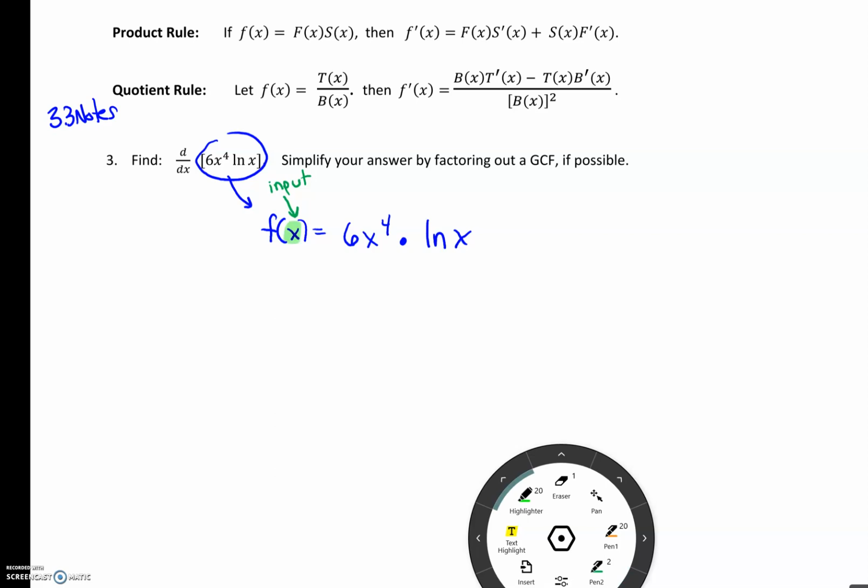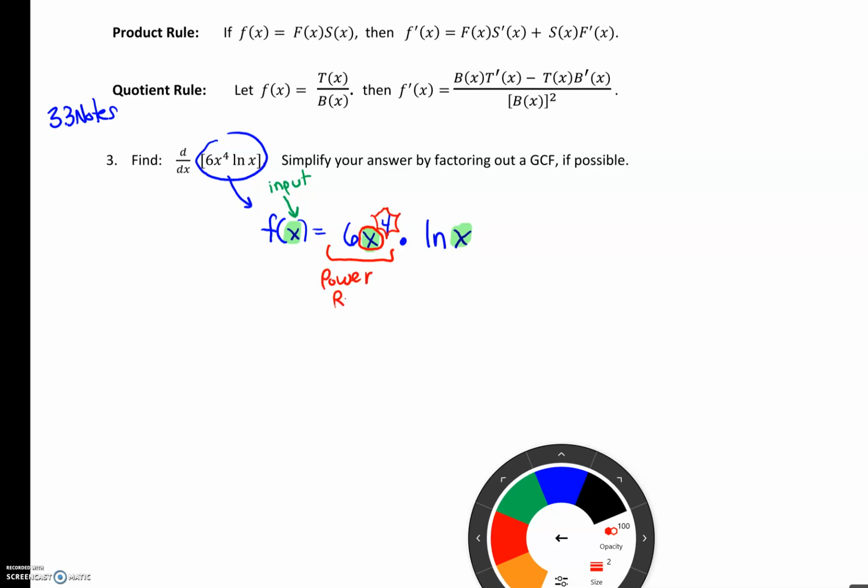I see that input x going to two different parts of that function rule. In the first part, x is being sent to a variable base that has a constant exponent. So I know I'll need to use the power rule to take the derivative of 6x to the 4th. But in the second part, that input is being sent to the argument of a natural log. That means we'll need the log rule for exponents to find the derivative of ln of x. So that helps me also see that I have a product.